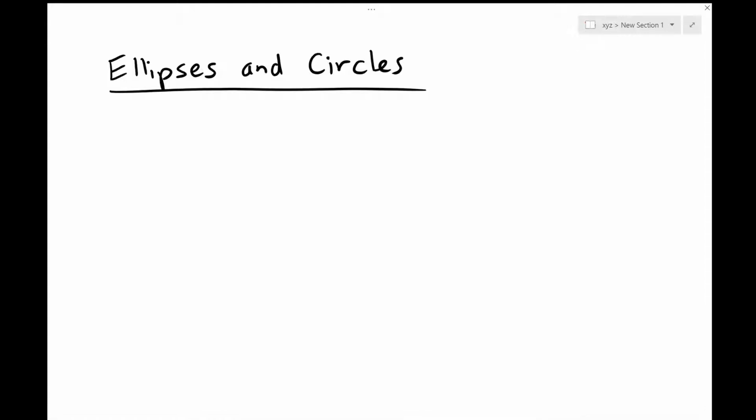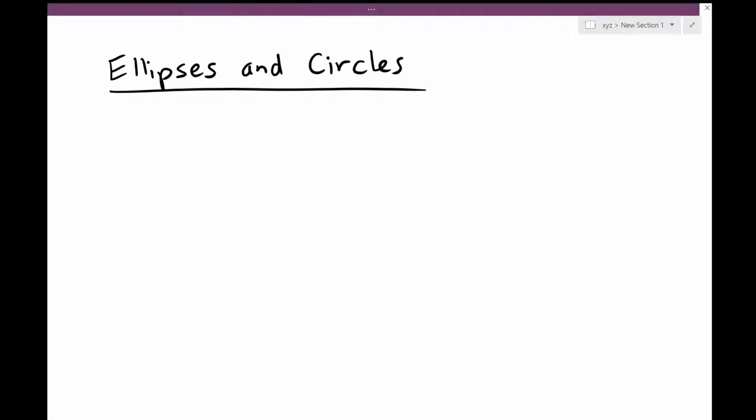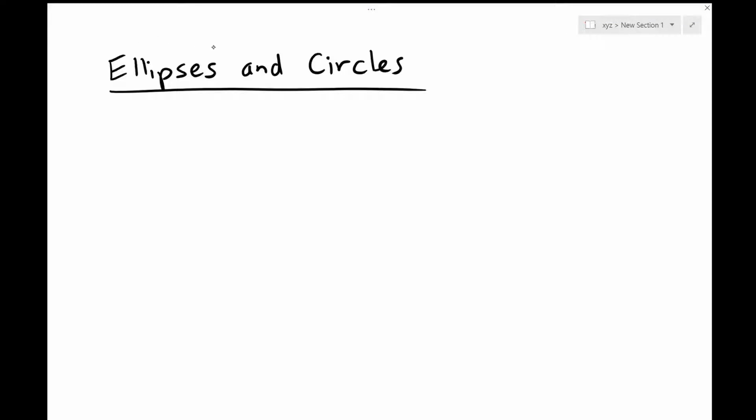Welcome. In this section, we're going to be talking about ellipses and circles. So this is part of our discussion of the conic section. So we'll begin by doing a quick review of circles. And so to start that off, we will look at their geometric definition.